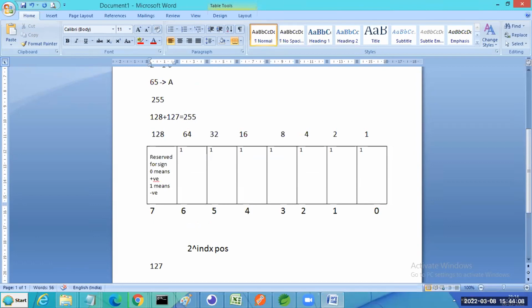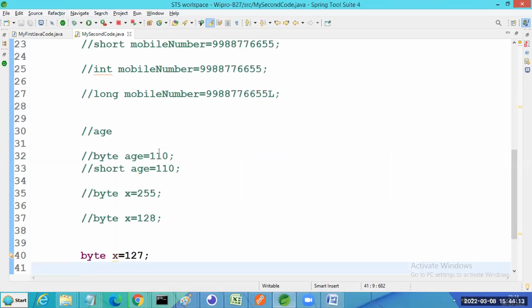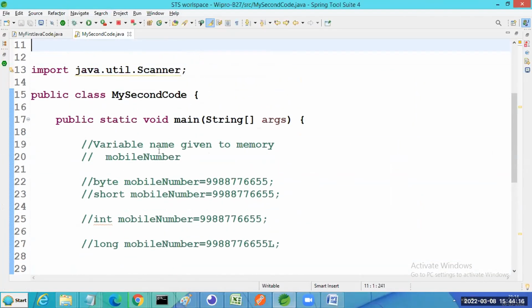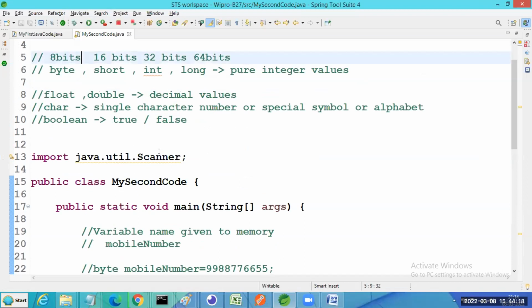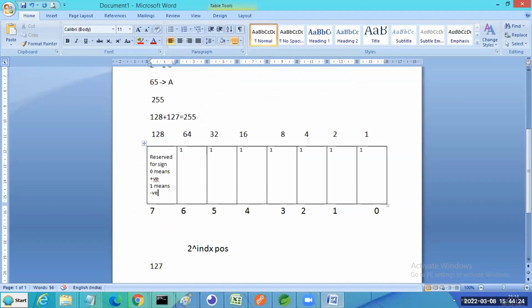If it is short, how many blocks of memory will we have? This is the byte diagram I am drawing. A byte has how many bits? 8 bits. If it is short, how many bits? 16 bits. In short, at which position will we have the sign? 15, not 16, because indexing begins with 0.